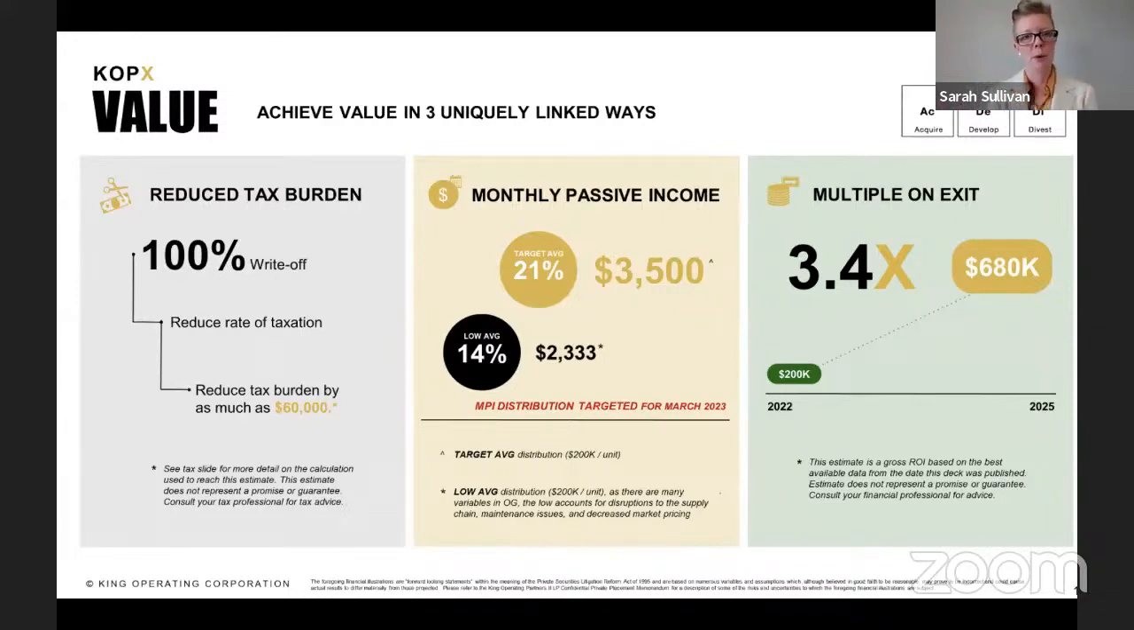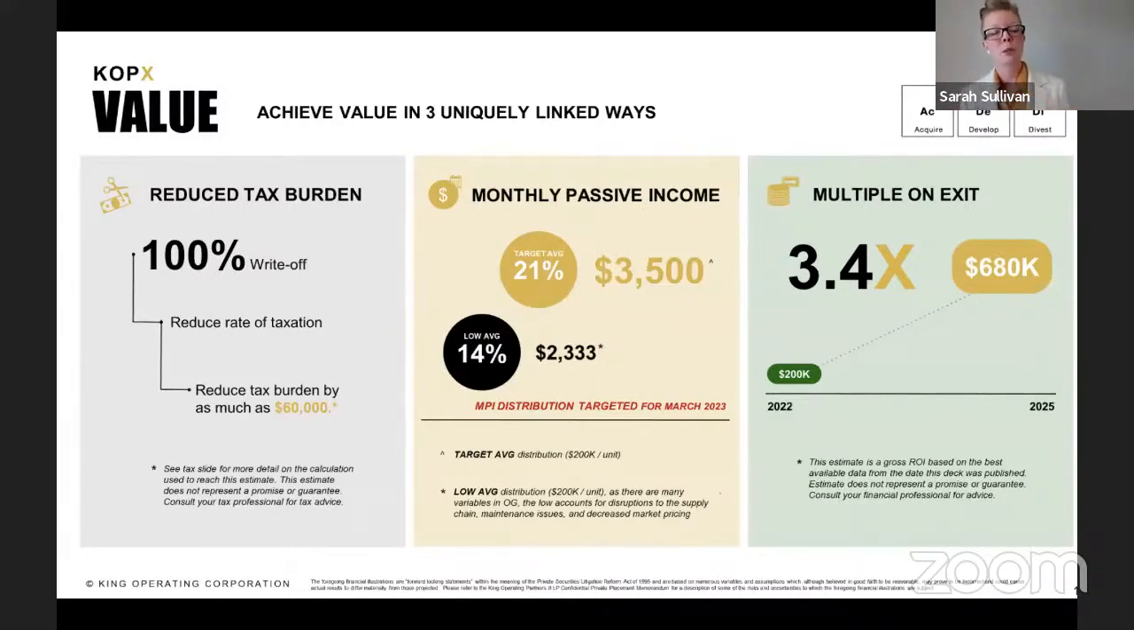Now, the third way that people make money on this investment is the tax write-off. So if you invest $100,000, there's a 75% write-off that you can take in the year you invest. So for instance, if you invest $100K in 2023, then you have a $75,000 deduction you can take in 2023 that comes on your K1.